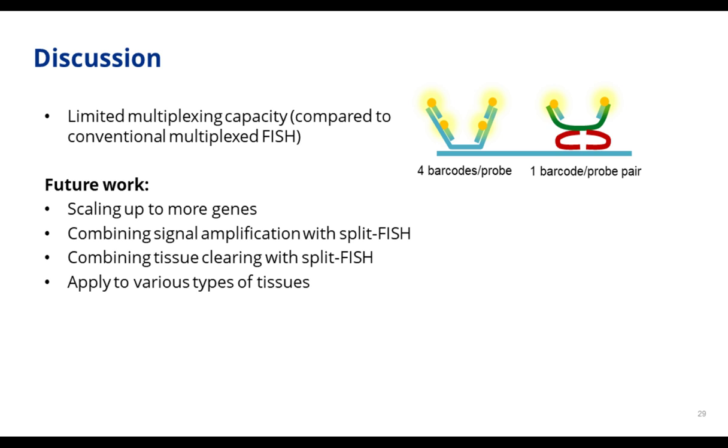To conclude, I just want to mention this is still a work in progress. We have tried out different designs, but SplitFISH still has a limitation where the multiplexing capacity is reduced if you compare it to the conventional. In the SplitFISH case, for the same region of the RNA, we not only have to put a pair of probes, but in one pair we can only put one barcode per probe pair, versus in the conventional case you can put up to 4 barcodes per pair.